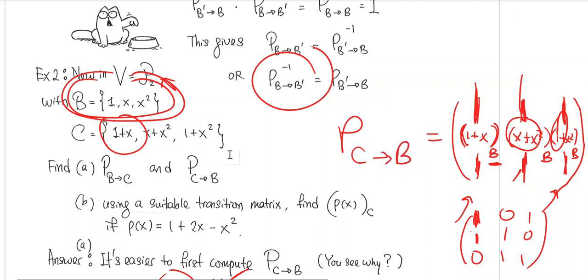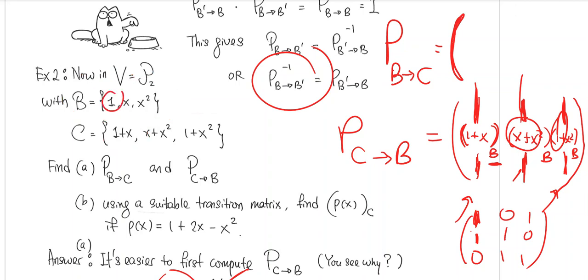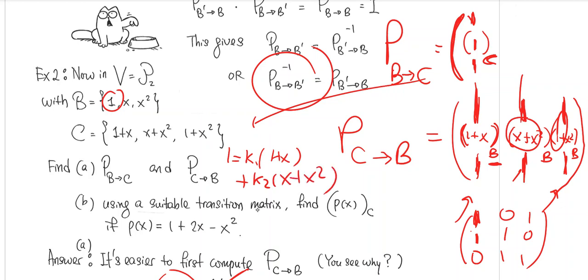However, if I ask you to do the other one, which is B to C, this is not so obvious. You have to take this vector, which is 1, and you have to find the coordinate with respect to this basis C. In order to find this column, you will have to compute the constants K1, K2, K3 so that this is K1 times 1 plus x, plus K2 times x plus x squared, plus K3 times 1 plus x squared. So you have to find K1, K2 and K3 and put them here. It could be easy, but it's certainly more complicated than this one, right?